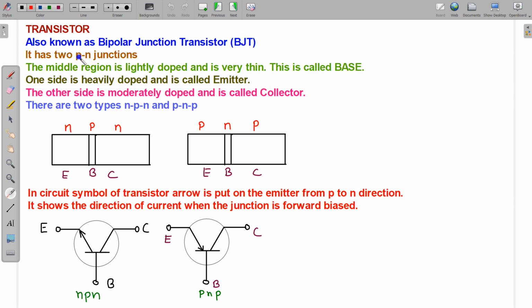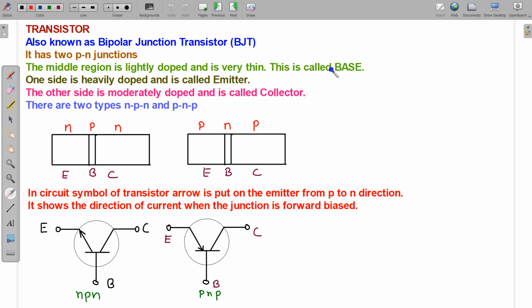In transistor, we have two PN junctions. Already we have studied PN junction, and it has two PN junctions as shown in the figure. This is one PN junction, this is another PN junction. The middle region in this system is lightly doped and it is very thin.